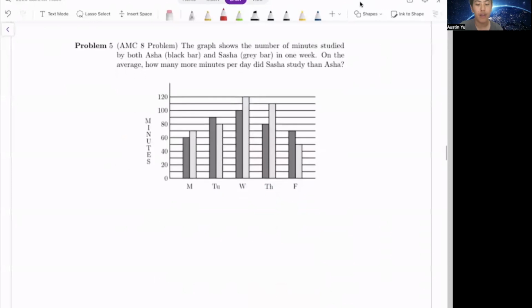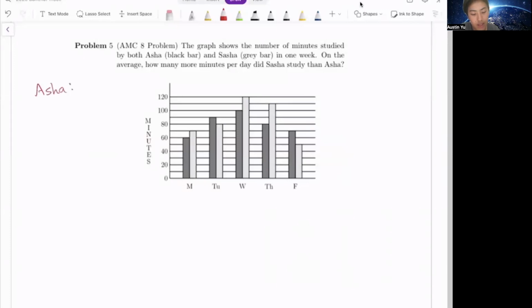Problem 5. The graph shows the number of minutes studied by both Asha, which is the black bar, and Sasha, the gray bar, in 1 week. On the average, how many more minutes per day did Sasha study than Asha? We see here that the black represents Asha. We need to find out the accumulated time studied by both and then divide by the total number of days that they studied, which for both is 5. So let's start off with Asha first, which is the black bar. So let me write Asha.